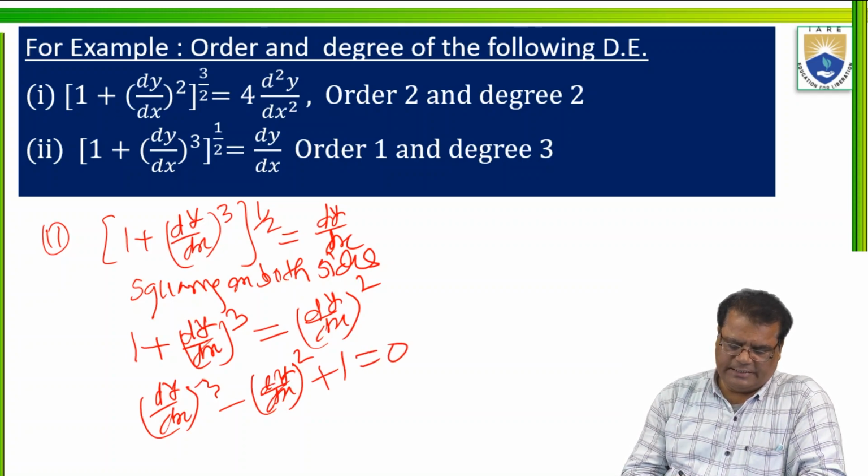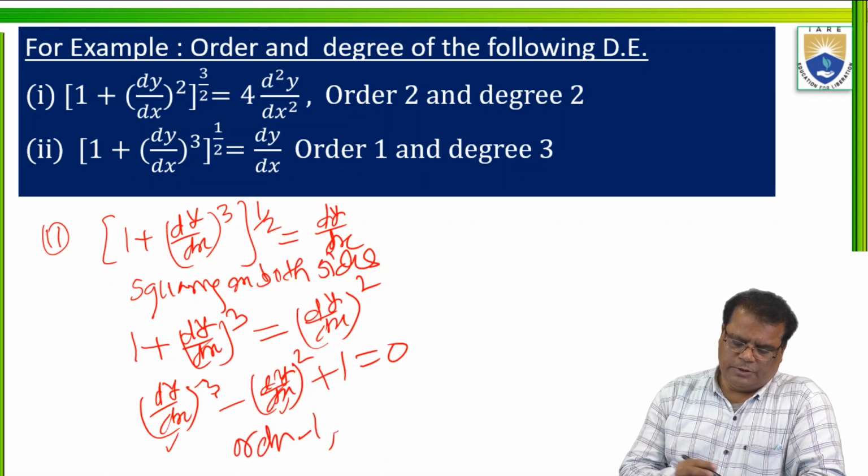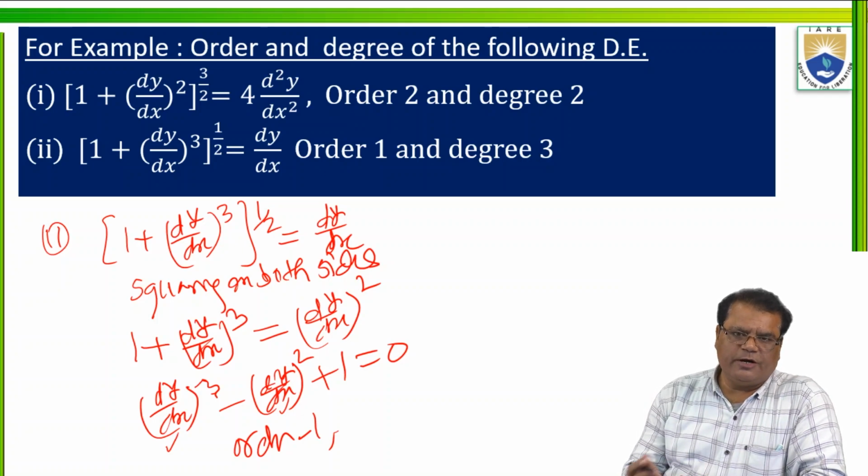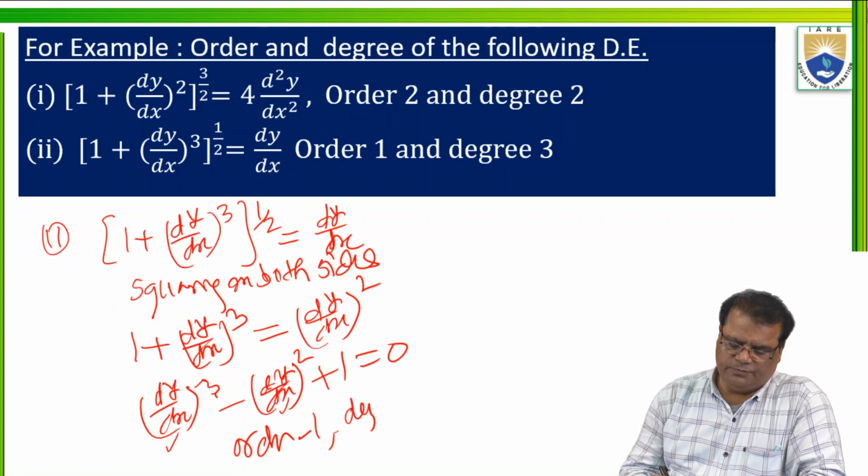So here we check the order. In both terms the order is the same. The first term has a first order differential coefficient, the second term also has a first order differential coefficient. We check the highest order derivative in a differential equation, but here the order is the same. So the order is 1. Since the order is the same, we then check the highest degree. So the degree is 3 here. The degree of this differential equation is 3.